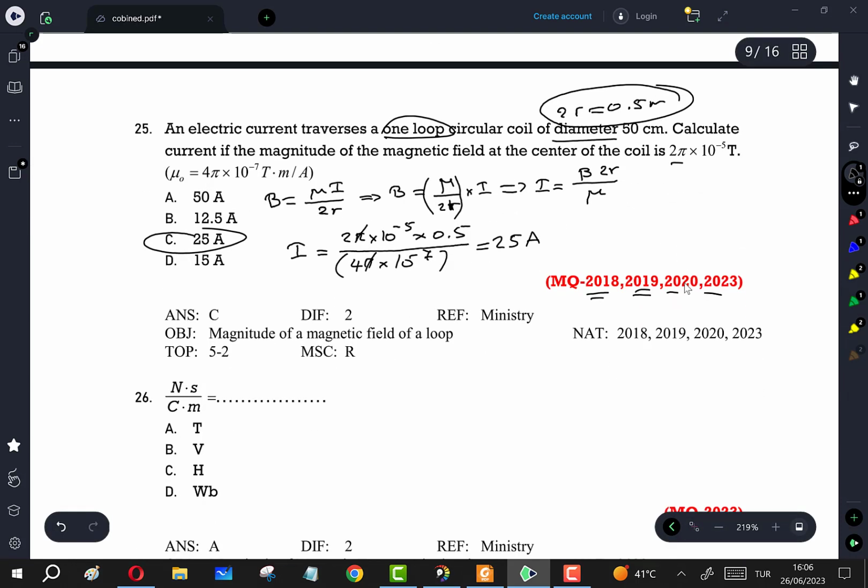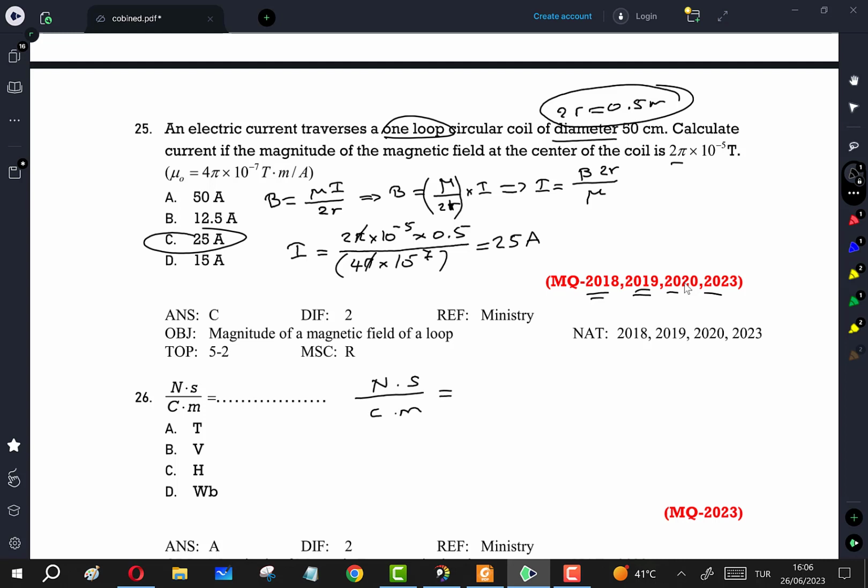Question number 26. As soon as I check the question, I see this Newton times second divided by coulomb times meter. This is a flipped version of that question. Newton divided by coulomb per second times meter. So Newton is force. Coulomb per second is ampere. In the 11th grade you learned that. Coulomb per second is ampere. Ampere is electric current.